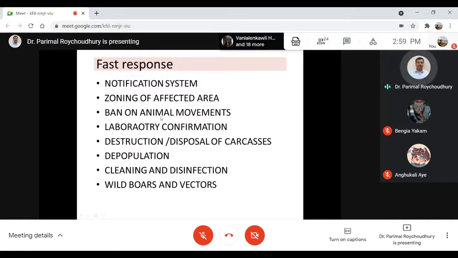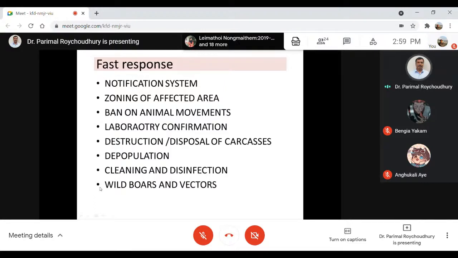Not only animal movement, even the movement of animal products matters in disease transmission. Then laboratory confirmation, and destruction and disposal of carcasses. As I said, in frozen carcasses the virus lasts for a long period. Even fresh carcasses, if not properly disposed of, can be scavenged by wildlife, which can spread it, because the virus is very stable for quite a long period in the environment. Then we must go for depopulation. That is the only resort we have at present to contain the disease, along with cleaning and disinfection.